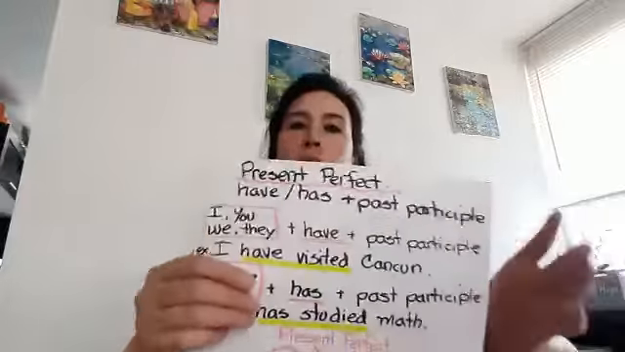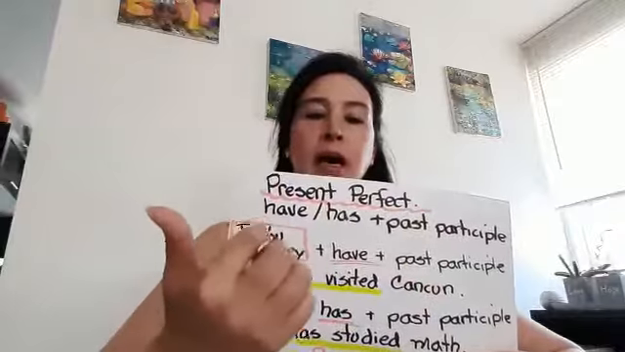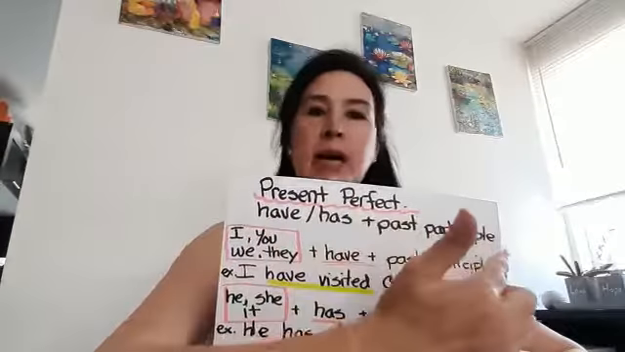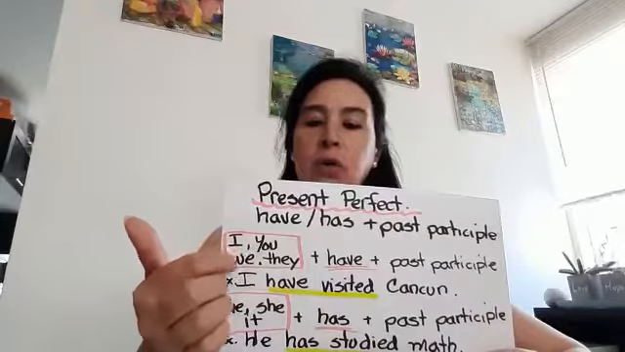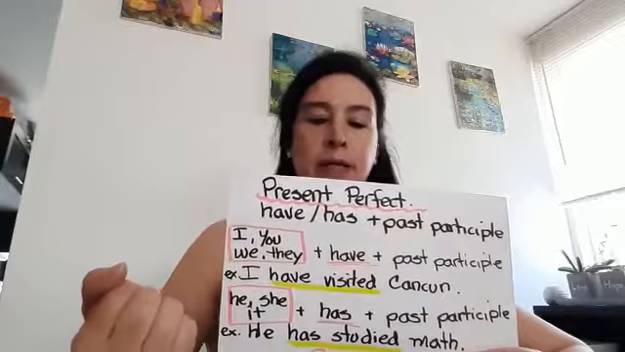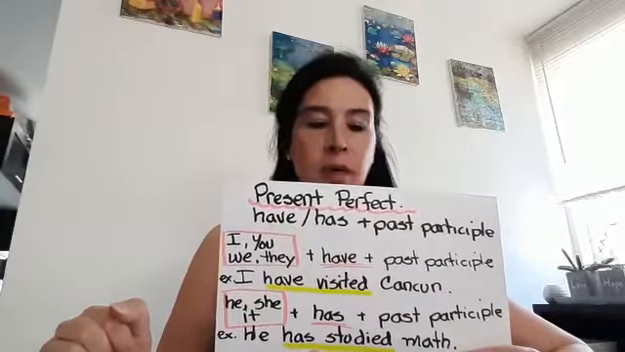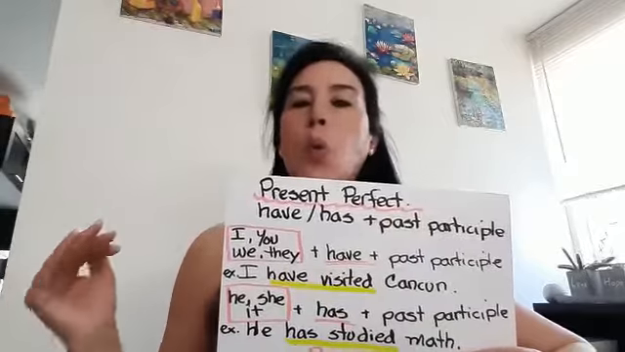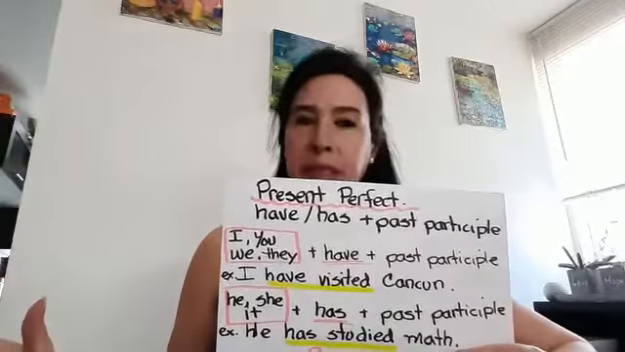I'm going to show you an example. So we said present perfect, have or has, plus the past participle. I, you, we, and they, have plus past participle. Example, I have visited Cancun. We are not saying when the action happened. We're only saying that it happened.